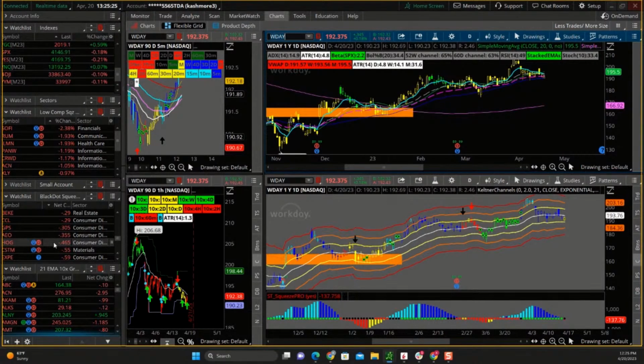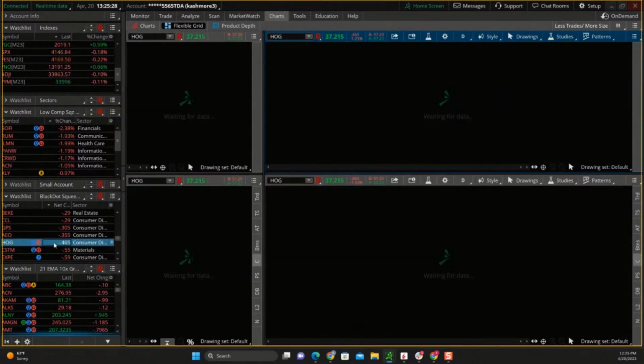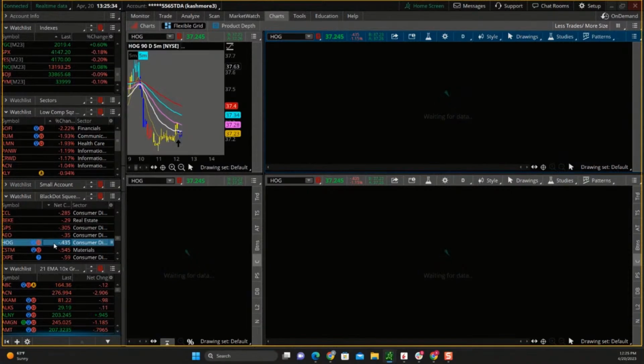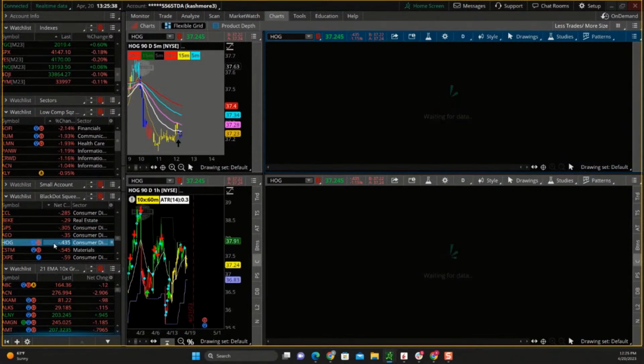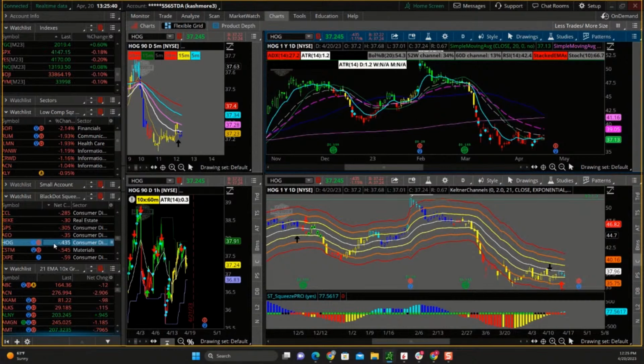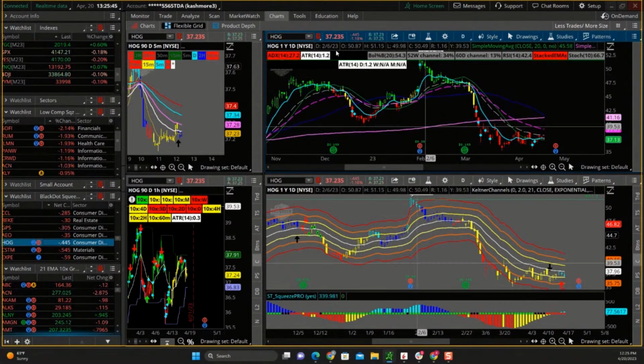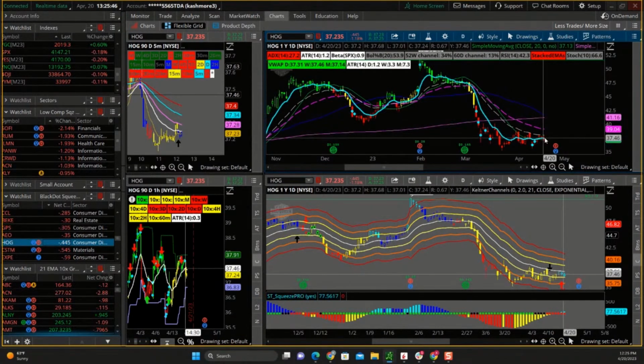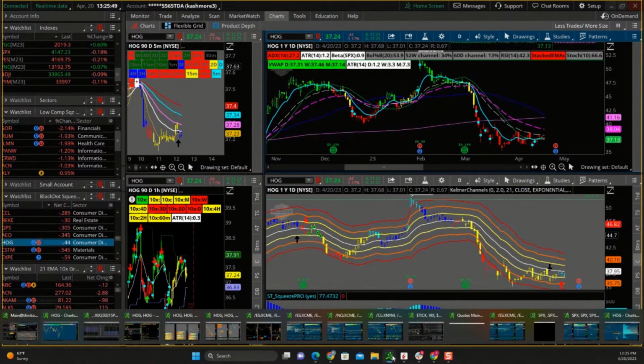Let's see, HOG is in a squeeze. But in a nutshell, what you're doing is looking for the lower time frame to shift to fire the larger time frame, but for everything to go in the context of the larger time frame. Okay, so HOG might be an example. I do not like this setup, but maybe it could give us an example.